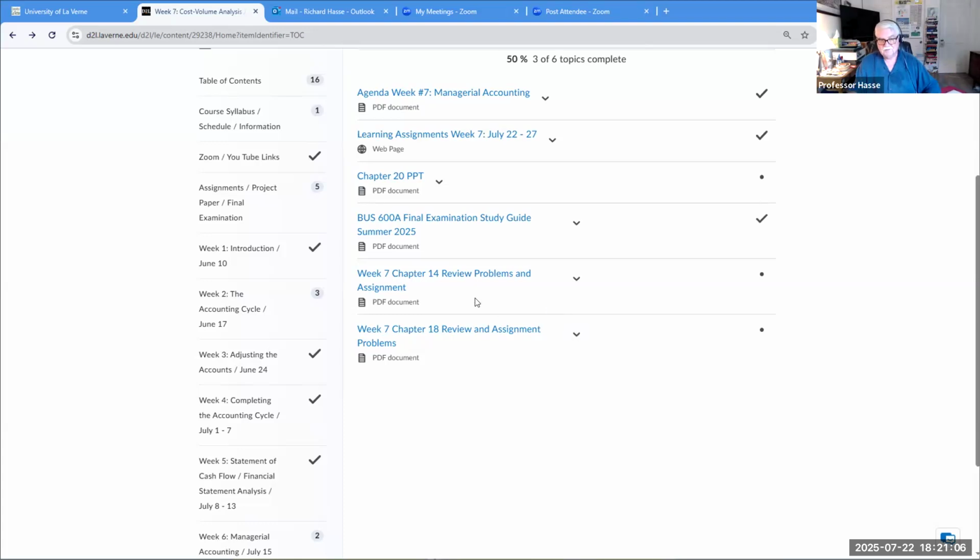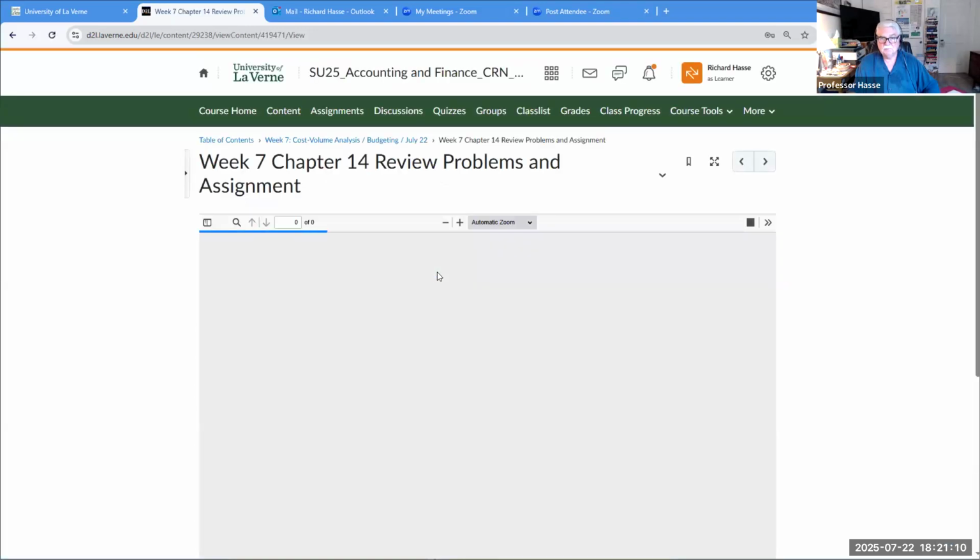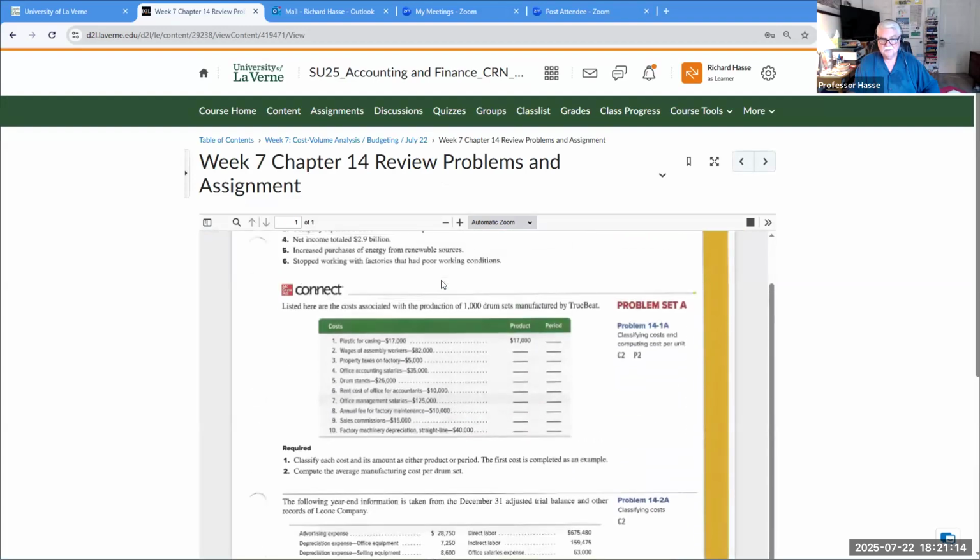For some of you who don't have the text, you just click on this and you can follow the problem. This is just a PDF of the problem. There it is right there. And then we can go over the solutions and review those solutions and study those solutions tonight. So there's 14-1.